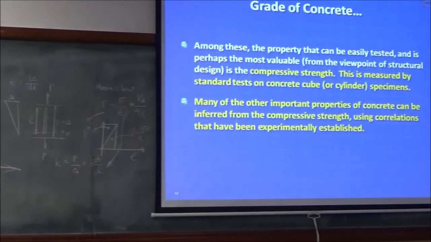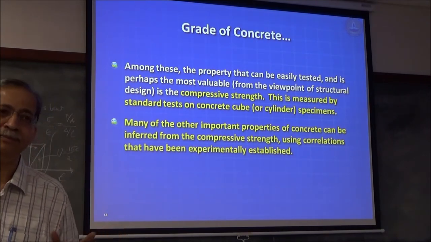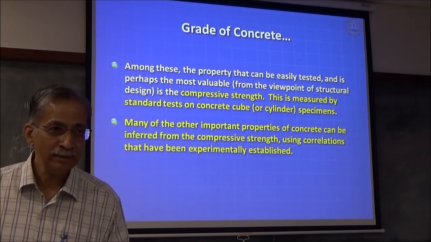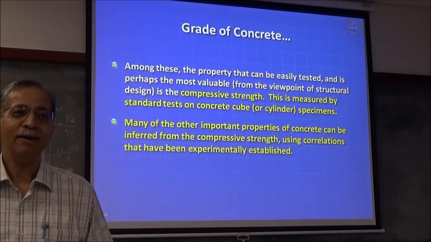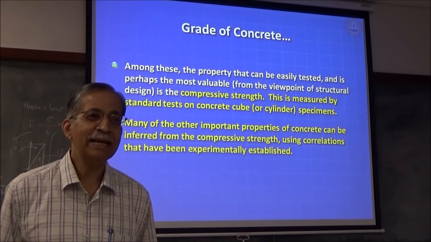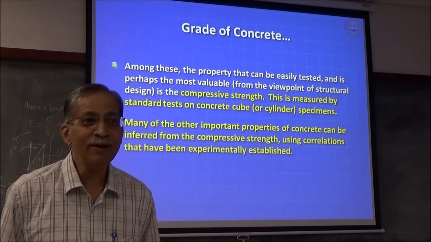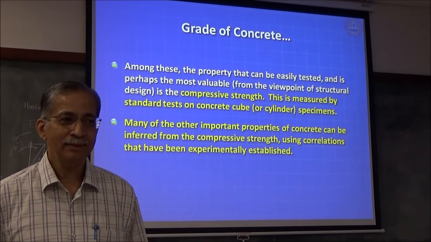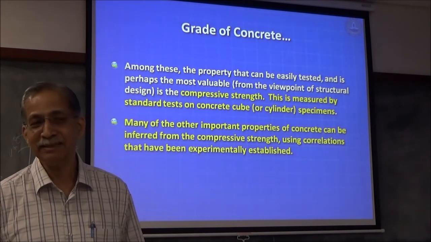Many of the other important properties of concrete can be inferred from the compressive strength using correlations that have been experimentally established. For example, modulus of elasticity is related. What's the relationship? 5,000 root fck. Okay. Does the 5,000 have units? No. I told you Newton's law itself, there was a unit of proportionality. What is the unit of modulus of elasticity? Newton per millimeter square. What is the unit of fck? Newton per millimeter square. But we put a square root there, no? So then what happens? So 5000 must also have units of? Square root of Newton per millimeter square. You should know all this, dimensional homogeneity. And it's 5,000 only in this version of the code. Earlier it was 5,700. So they keep revising because test data show better correlation. Okay.